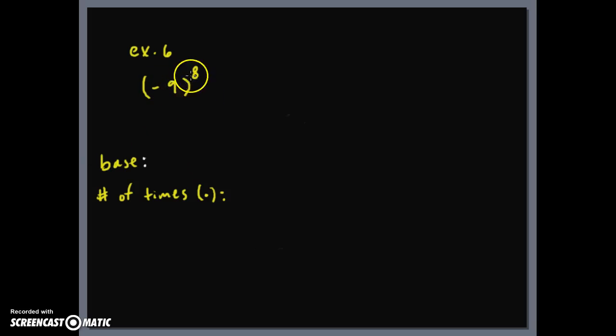This is negative 9 to the 8th power. The negative is inside the parentheses, so it is being taken to the 8th power as well. So our base here is going to be negative 9. And how many times are we multiplying it by itself? We're multiplying itself by 8 times.